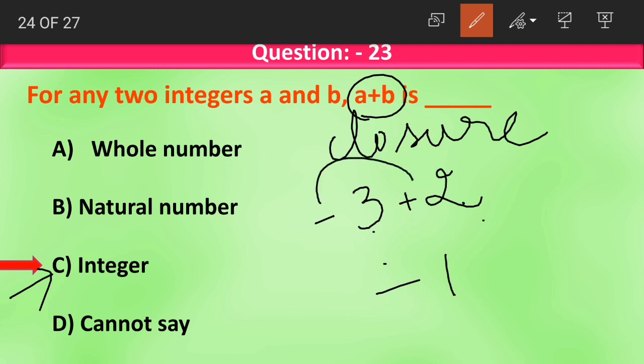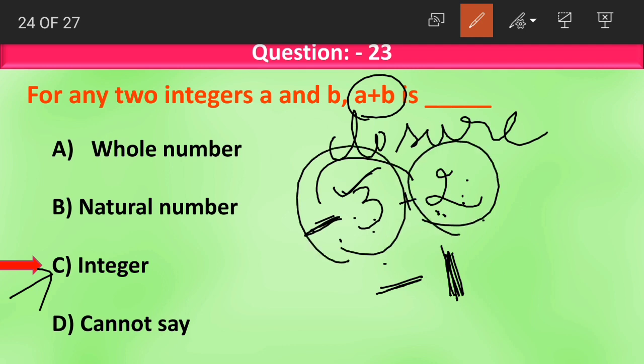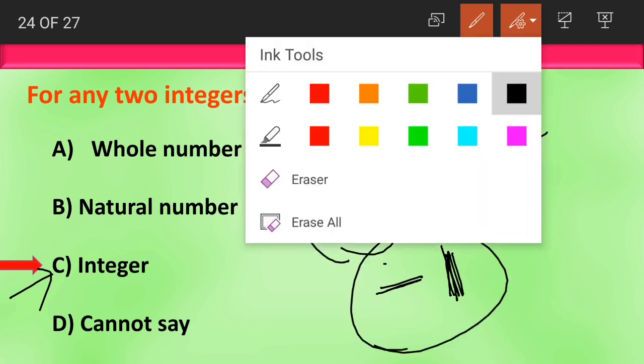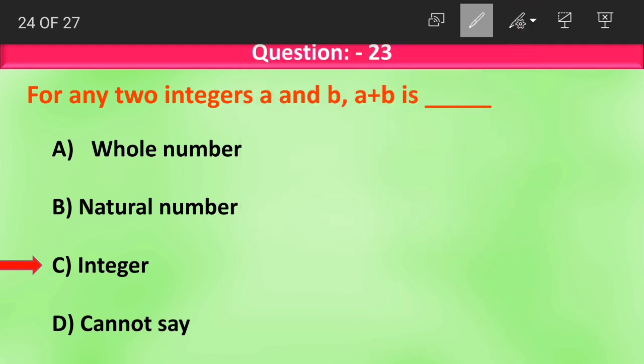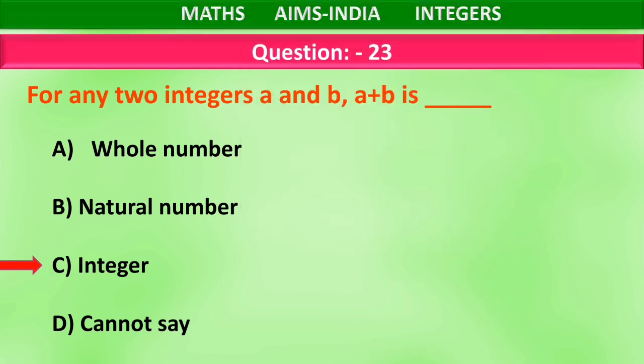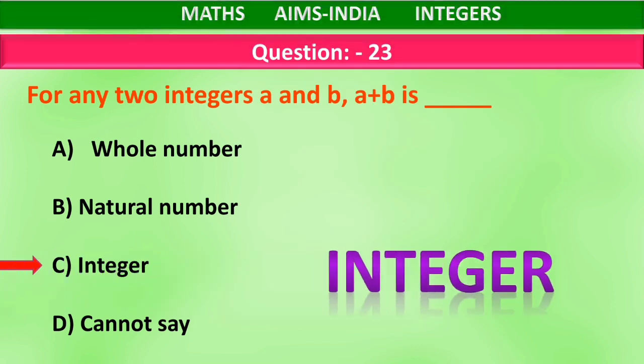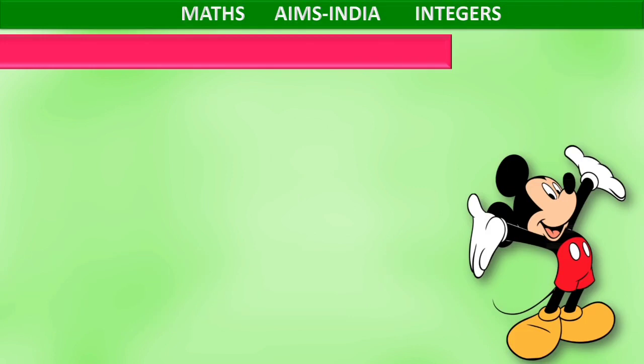How? Coming to the signs, one is positive and the other is negative, so we subtract both the terms. 3 minus 2 is equal to 1. 3 is the higher absolute value number, which is negative, so the answer is negative. Now minus 3 is an integer, 2 is an integer, minus 1 is also an integer. So when we add two integers, the answer will always be an integer. It is following the closure property of addition.